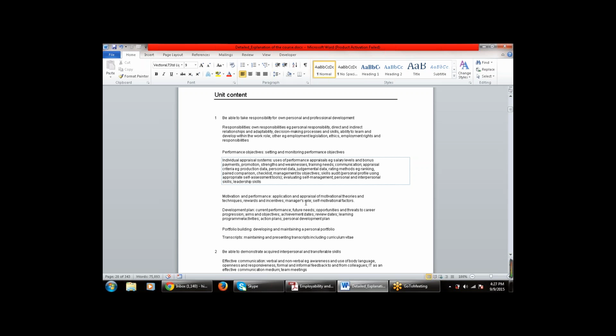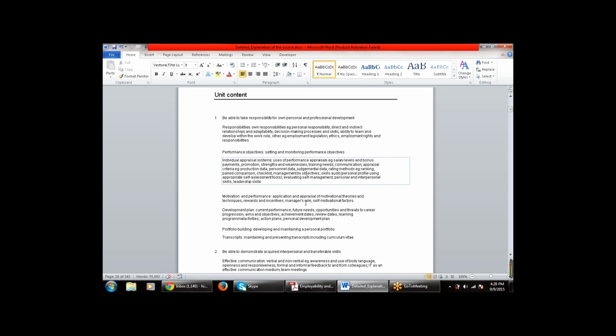That is, on the basis of performance, what are the various objectives that are used with the performance objectives. And then next is the motivation and the performance, that is how to use the motivation, how to use the performance. So this includes the application and the appraisal of the motivational theories, that is, what are the various motivational theories that are used, what are the various applications, and what are the various techniques that are used for motivation and performance. That includes the rewards and the incentives, the manager's role, and self-motivational factors, that is the motivation and the performance.